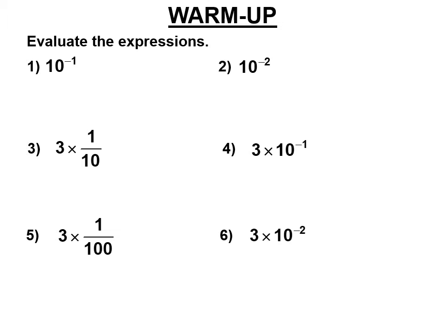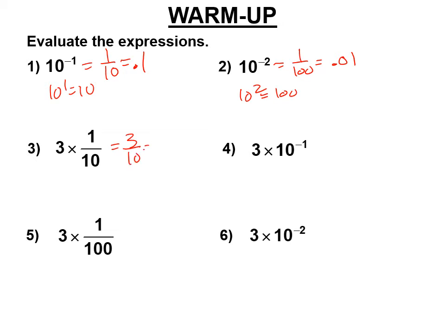Right? 10 to the first is 10, so that is 1/10. And how do you write 1/10 as a decimal? It's point, right? That's 0.1, 1/10. Right? 10 squared is 100. So this is 1/100th, also known as 0.01. Okay. So 3 times 1/10 is 3/10, or 0.3, right?